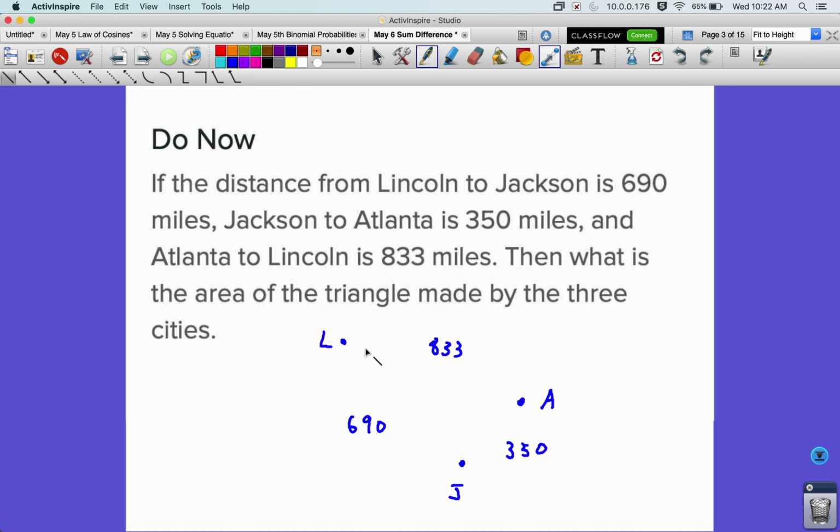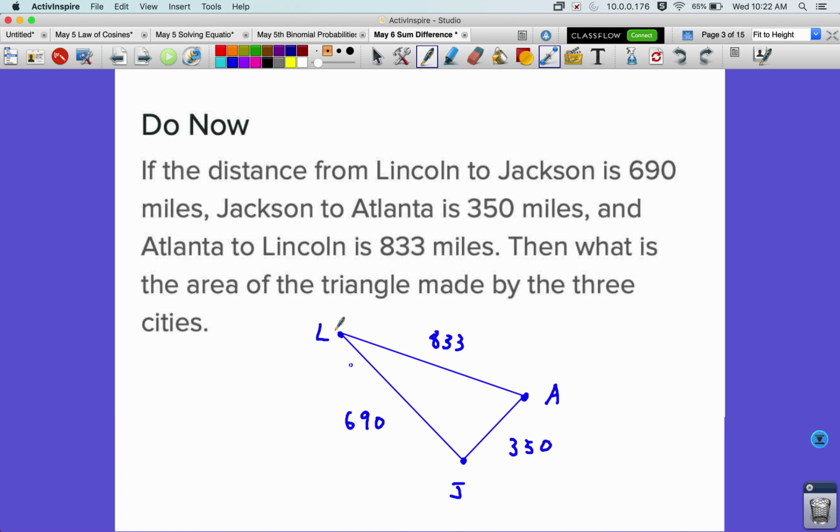All right, so here, let me connect these up with my straight lines. We have a non-right triangle. Well, it might be a right triangle, but we're going to assume it's a non-right triangle until proven otherwise. What is the area of this triangle? If we started a new country and we just said it's the triangle made by these three cities, how big of country did we just make?